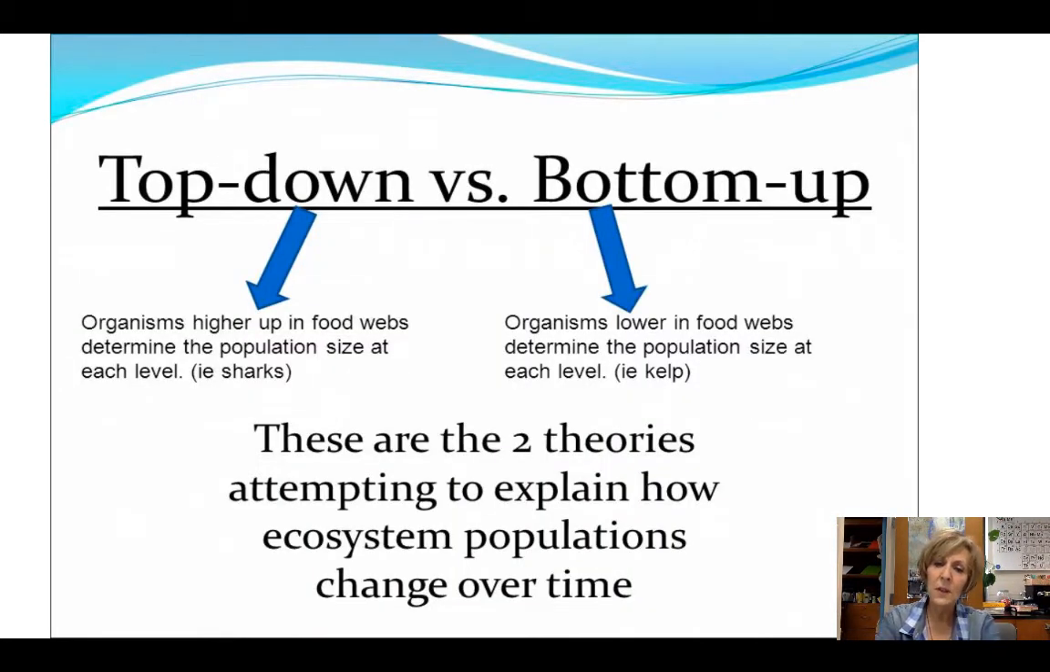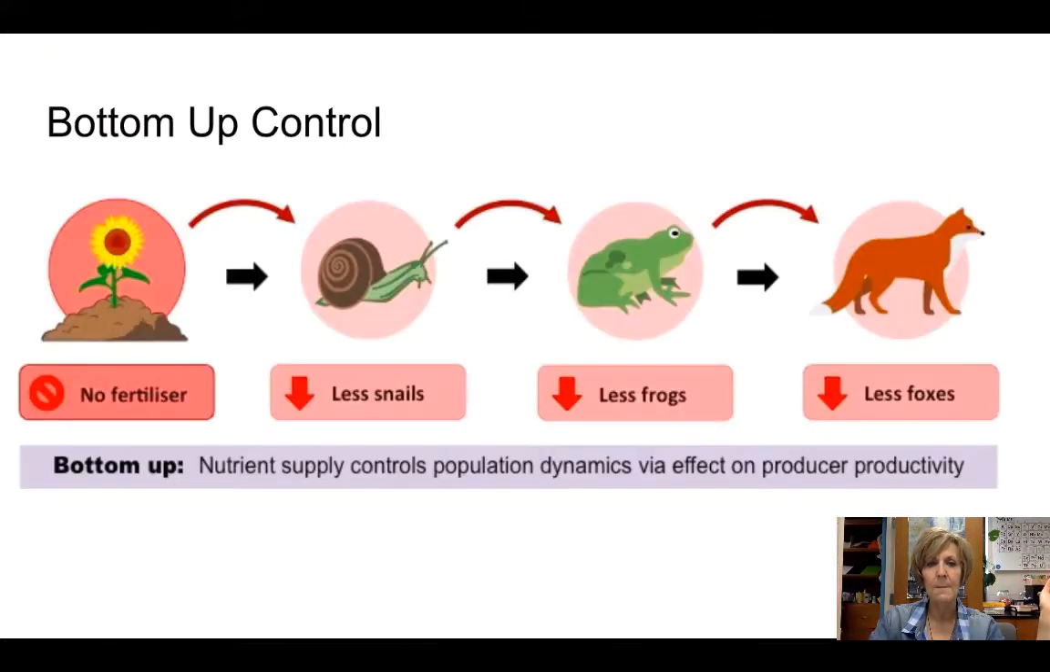So there are two different theories that explain or attempt to explain how ecosystem populations change over time. One of them is the bottom-up theory, and one of them is the top-down theory. So I'm going to go over those very quickly.